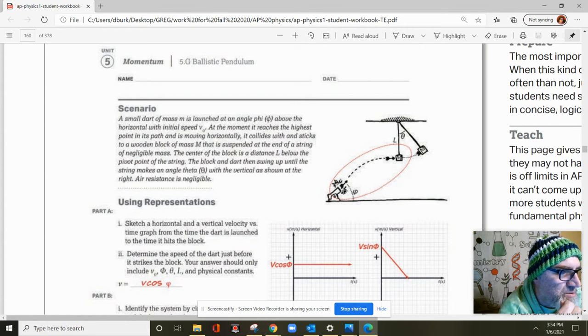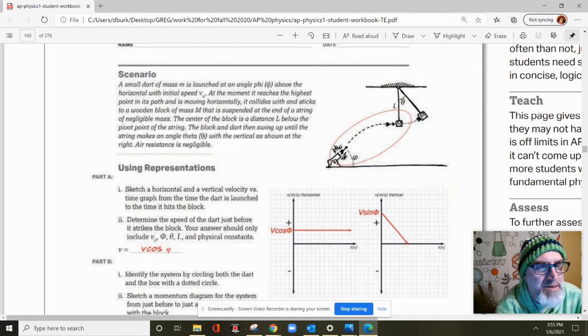So we're going to sketch a horizontal and vertical velocity versus time from the time the dart is launched to the time it hits the block. So this is basically a projectile motion problem. So what is the graph telling us? It's telling us that in the x direction, it's traveling at v cosine theta, which is constant, which makes sense because there is no acceleration in the x direction. Whatever velocity it had.